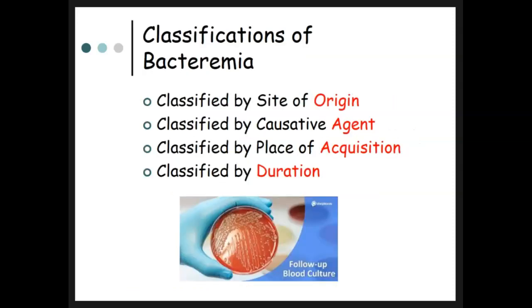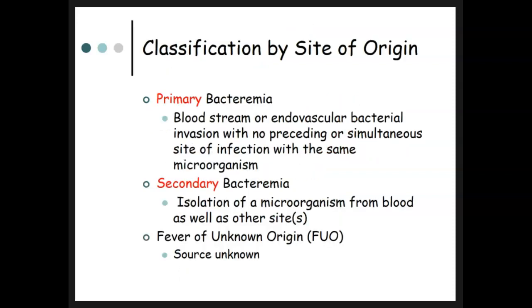So we're going to classify bacteremias based on the site of origin, the causative agent, the place of acquisition, and also the duration. So what does this mean? Primary bacteremia is where the bloodstream or endovascular bacterial invasion has no preceding or simultaneous site of infection. That means it gets into your bloodstream directly, like from an infected heart valve or an IV catheter.